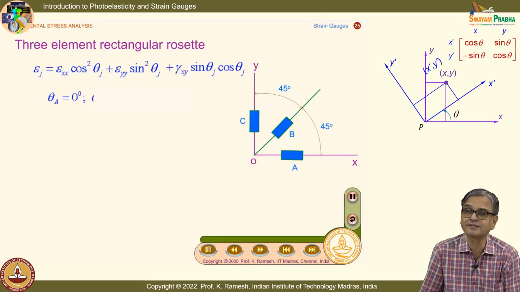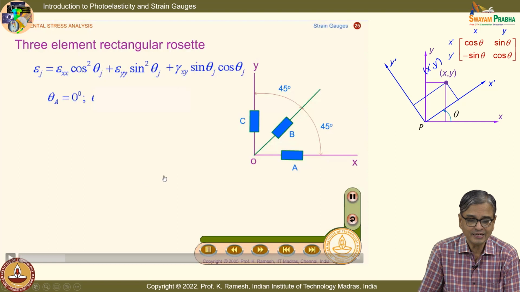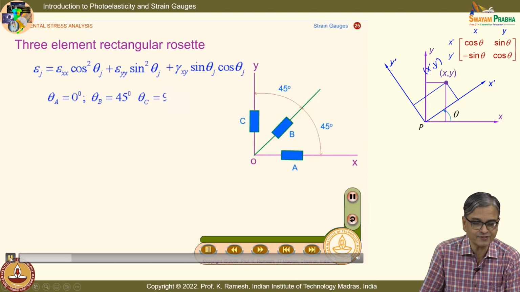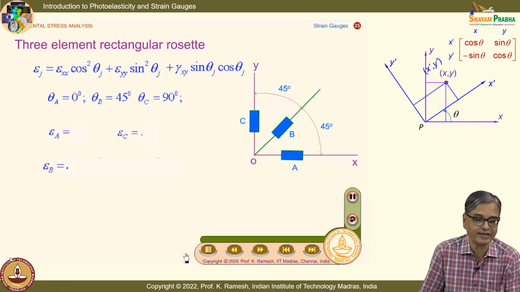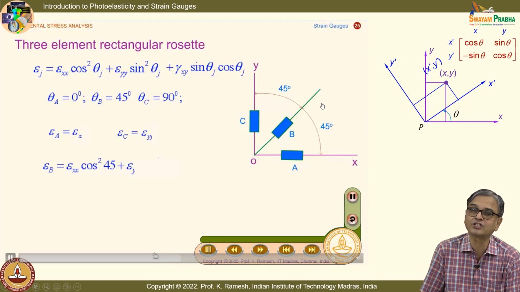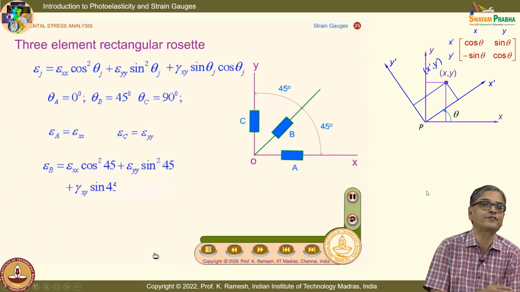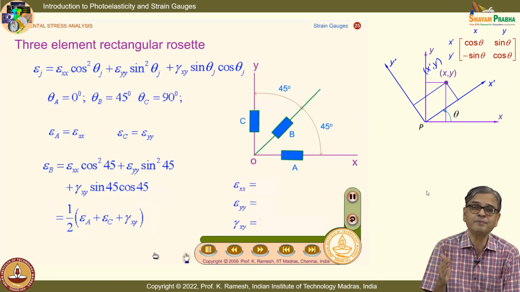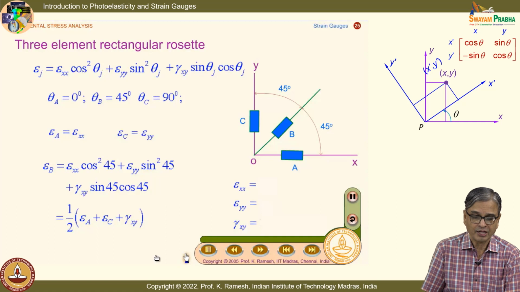So, you have this. And when I have a strain gauge like this, this is called a rectangular rosette, and you have these angles fixed as 0, 45 and 90. You can apply the transformation law and tell me what is epsilon A in terms of epsilon x, epsilon y and gamma xy. So, the idea is to find out epsilon x, epsilon y and gamma xy from the measurements of strain along direction A.